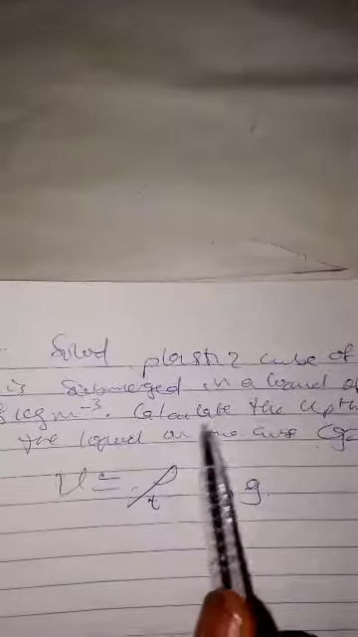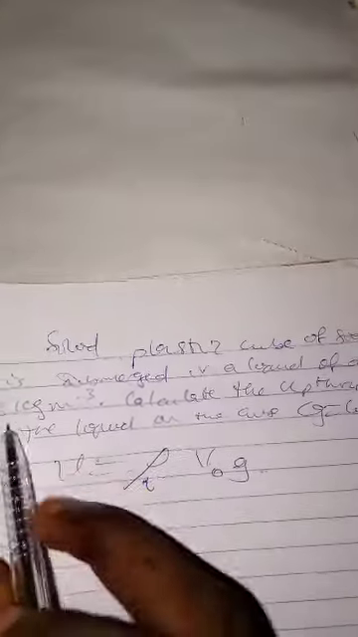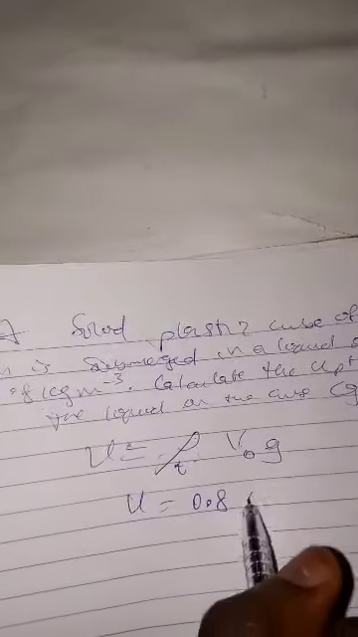Yeah. So your G is what? 10 meter per second square. What's the formula for your upthrust? Upthrust is rho Vg. What's density of what? Your liquid, volume of your object, and G. Yes, get it from here. What's the density of your liquid? In a liquid of density 0.8. So upthrust is density of liquid 0.8 times volume.